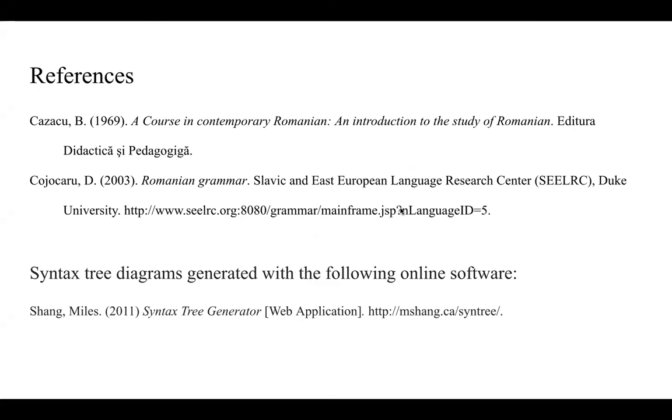The sentences we analyze for this project come mostly from two texts, which are both guides to Romanian grammar for language learners. The first is a course in contemporary Romanian, an introduction into the study of Romanian, and the second is Romanian grammar. The software we used to create our syntax tree diagrams was by Miles Shang, called Syntax Tree Generator. For the first part, we will be talking about phrase structure grammar.